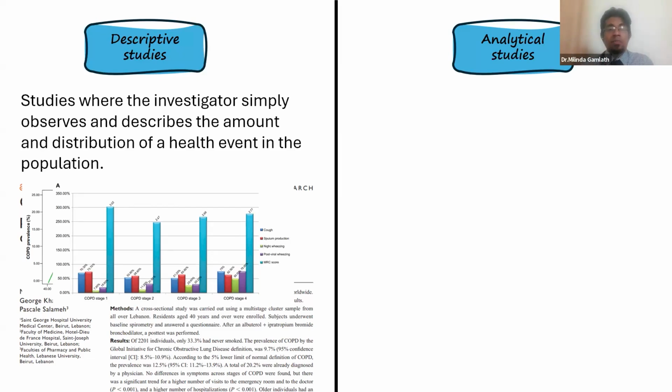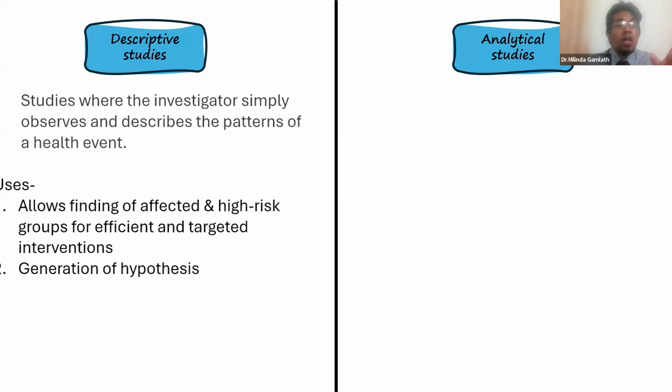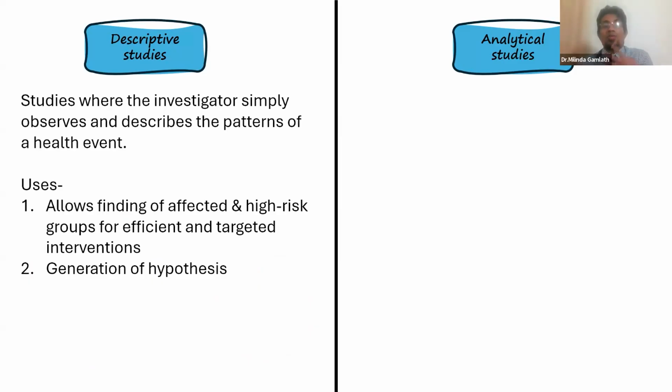They are only describing. On the other hand, the use of descriptive studies is to find affected people and high risk populations. Like I said, we look at the distribution in person, and via that we can find out who is at higher risk, who is more affected, and we can start to generate a hypothesis. Right? We can't test a hypothesis, but we can use this data to generate a hypothesis. So, for example, if we find out that COPD, or rather, severe COPD is more common in higher age groups, then we can generate a certain hypothesis regarding that.